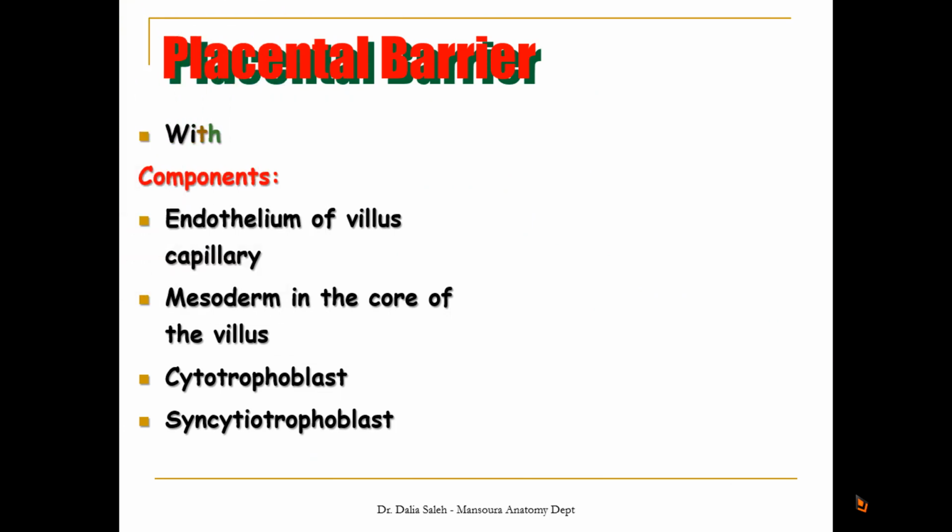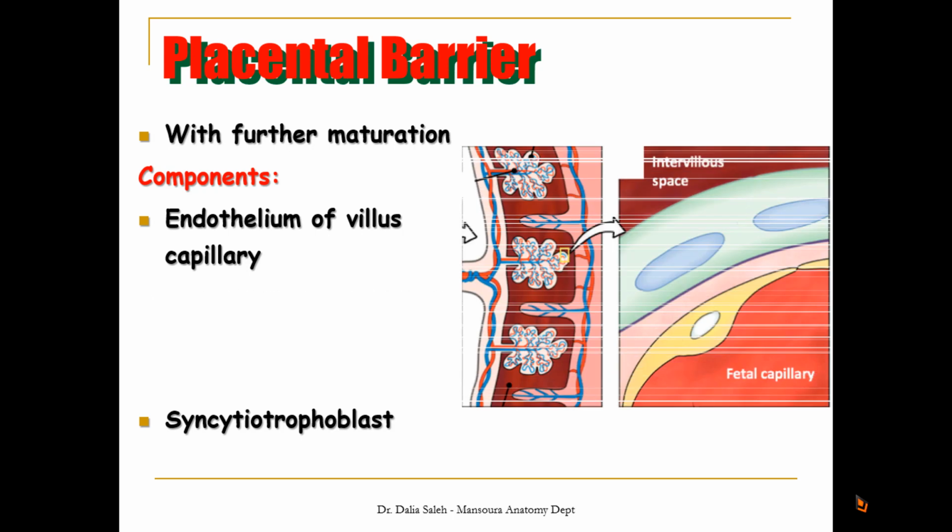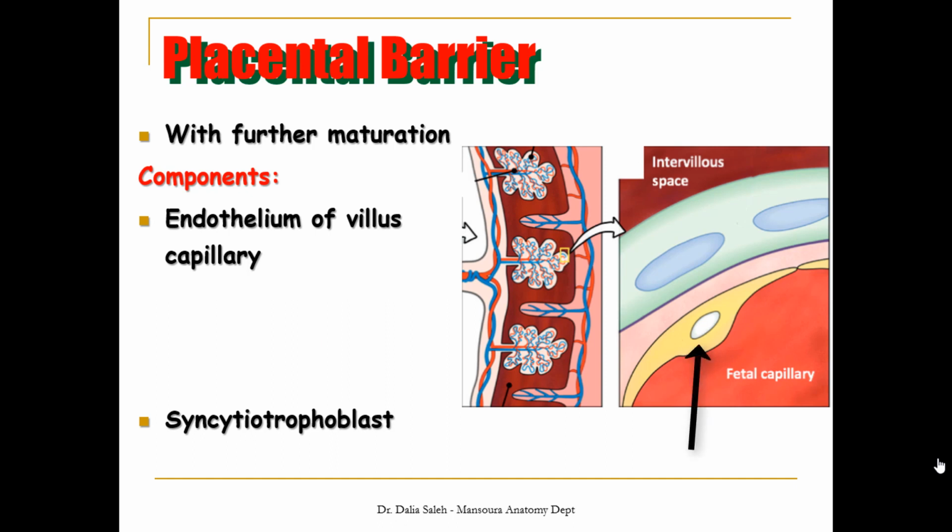With further development and maturation of the placenta, the cytotrophoblastic layer will disappear, and with further maturation, the mesodermal core of the villi will also disappear. So the placental barrier now at the full-term placenta is formed by the endothelial lining of the villus capillaries and the syncytiotrophoblast.